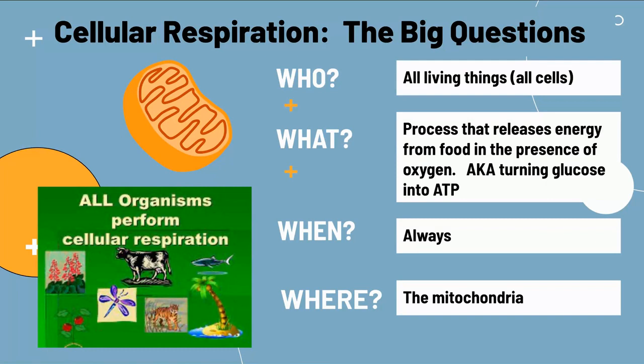So, turning glucose into ATP. And remember, ATP is nothing more than energy. And this is always going on in cells. If a cell is not producing ATP or undergoing cellular respiration, it is deemed dead. And this is happening in the mitochondria of the cell. There is a step in cellular respiration that does not happen in the mitochondria, and we'll talk about that later.